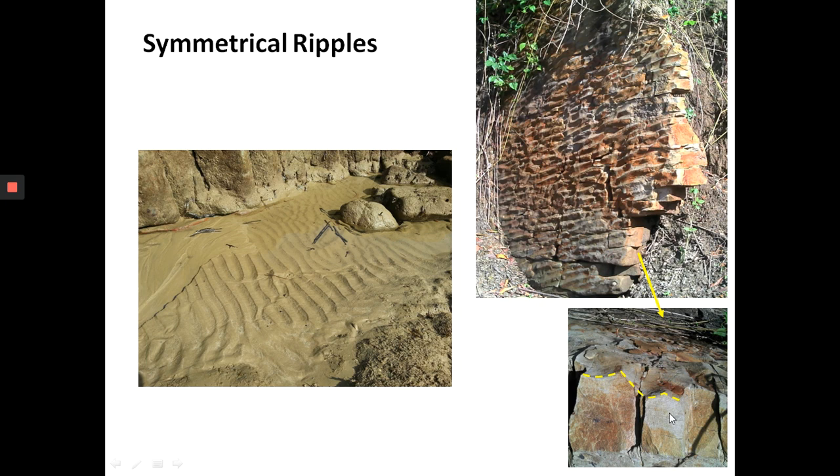Now if you make a cross section, I've now made it back to paleo horizontal here. You can actually see the symmetrical profile of two ripples here with a sharp crest. So these are symmetrical ripples, and we can make the interpretation that they were made by waves operating on a shallow sea 20 million years ago in Labuan.